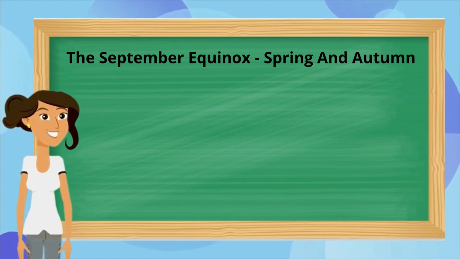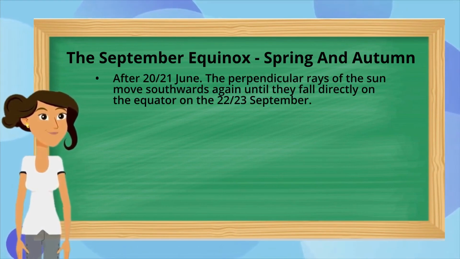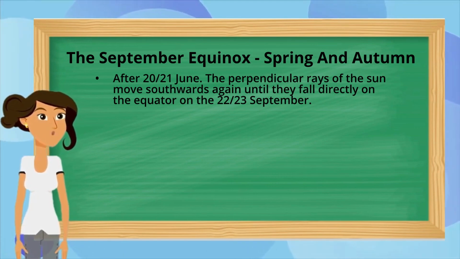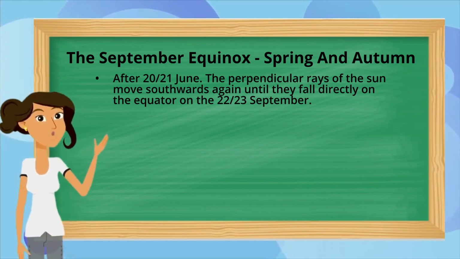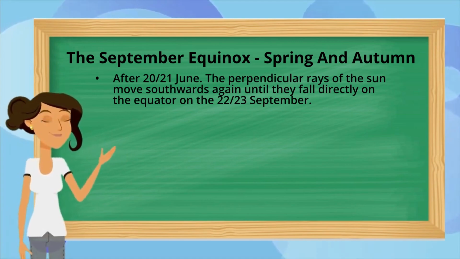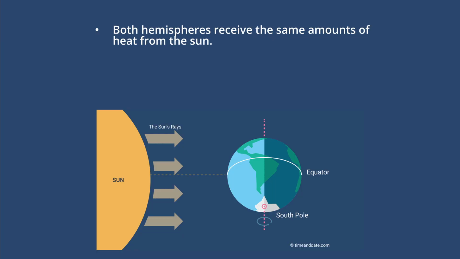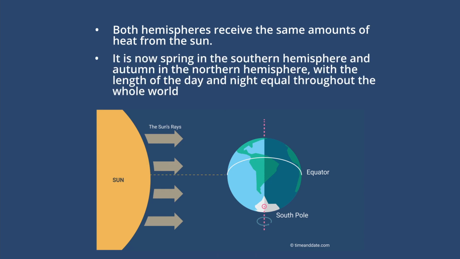Next, we look at the September equinox. The September equinox appears between spring and autumn. After 20th to 21st June, the perpendicular rays of the sun move southward until they fall directly on the equator on the 22nd to the 23rd September. Both hemispheres receive the same amount of heat from the sun. It is now spring in the southern hemisphere and autumn in the northern hemisphere, with the length of the day and night equal throughout the world.